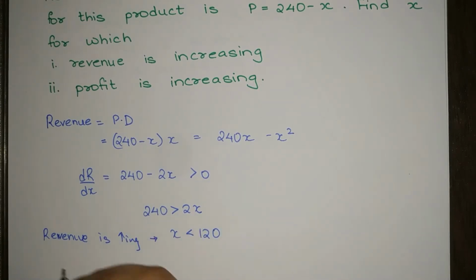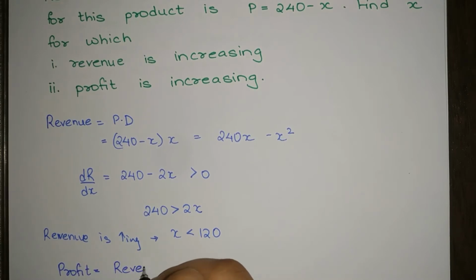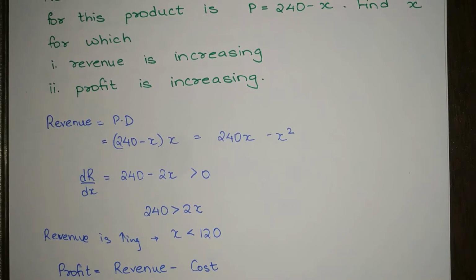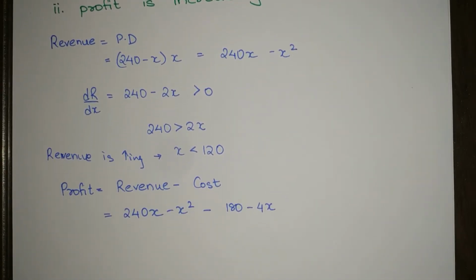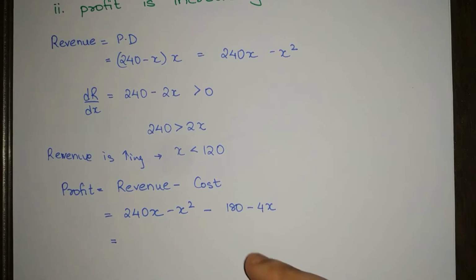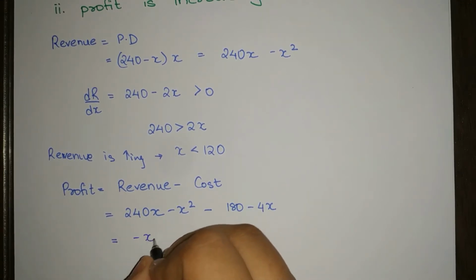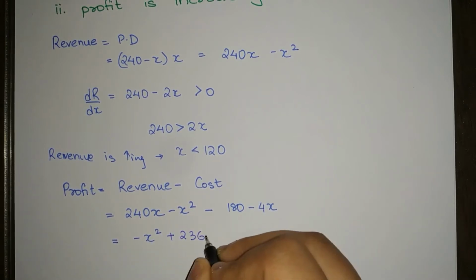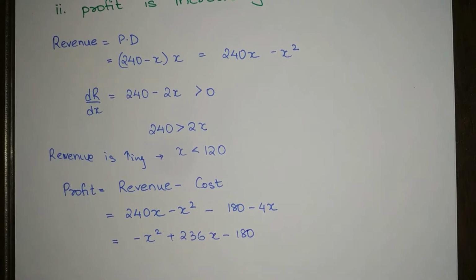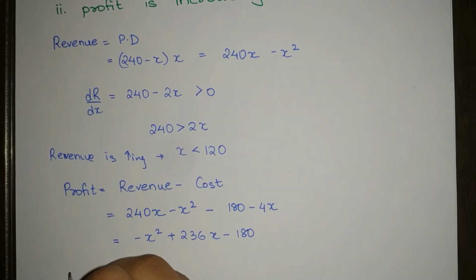now what about profit? Profit is equal to the revenue minus cost, which is equal to 240x minus x square minus cost, which is given over here as 180 plus 4x. So it will be minus 180 minus 4x. Okay. Now this is equal to, on simplification, minus x square plus 236x minus 180. Okay. And now we have to find where profit is increasing.